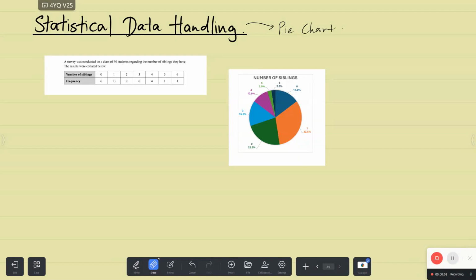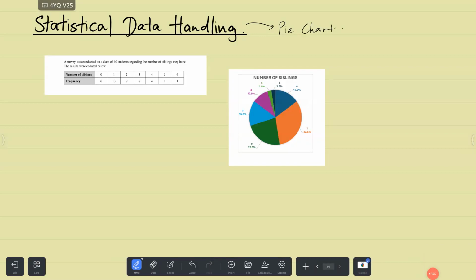Hi everyone, in this video we'll be talking about pie charts, which is the second video regarding statistical data handling. So over here we have a pie chart and we have gotten this data from our previous frequency table. So we have basically just transferred what we have over to this pie chart here. Right, so let's run through.